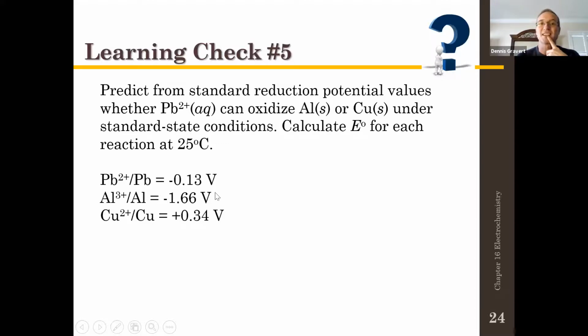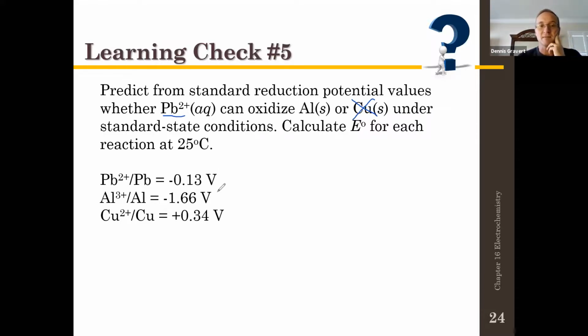So who's the strongest oxidizer? Who's the highest positive value? Copper. Copper's the strongest oxidizing agent. So copper can oxidize lead, but the question was, hey, lead, can you oxidize copper? The answer is no. Copper is a stronger oxidizer than lead.